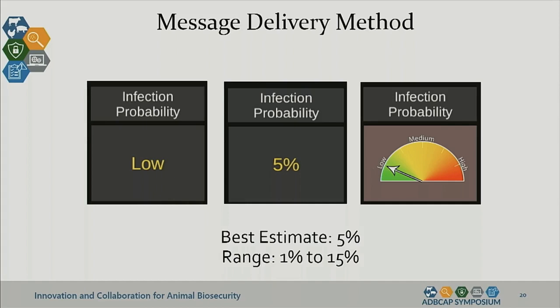We also at times will provide some uncertainty in those answers or risk messages. So we think it's low, but it might be high, it might be medium. Or we think it's 5%, but it could range from 0% to 15%. Or we think it's low, but that arrow might move back and forth, so we don't know exactly what it is. So there's an uncertainty component that we can bring into these messages.